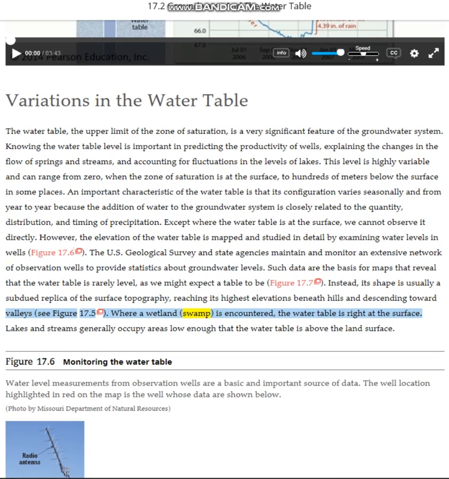Where a wetland, swamp, is encountered, the water table is right at the surface. Lakes and streams generally occupy areas low enough that the water table is above the land surface.